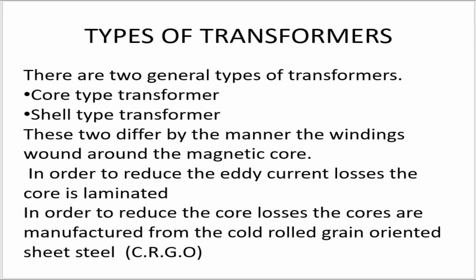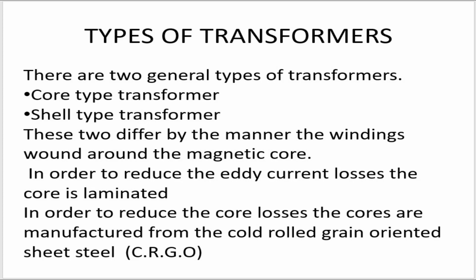Then we'll discuss what are the types of transformers. There are two main types of transformer on the basis of construction. One is called a core type transformer, the other is called a shell type transformer. These two differ by the manner the windings are wound around the magnetic core.